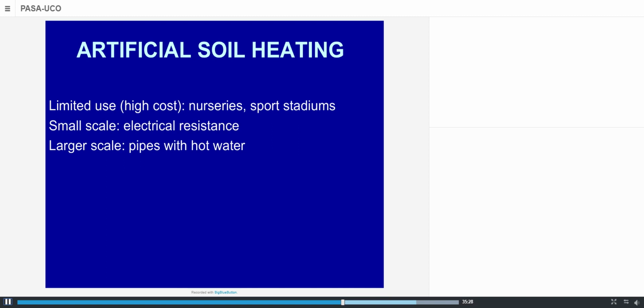At a smaller scale, like in nurseries, we can use electrical resistances that are buried below the soil. At larger scales, people have used pipes with hot water. The cost of that is more affordable when we have some availability of hot water as a byproduct of energy plants or some industries.